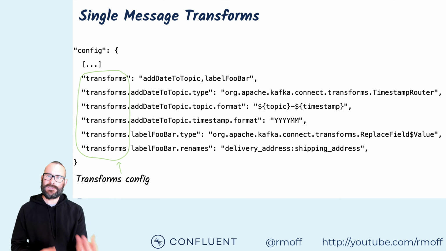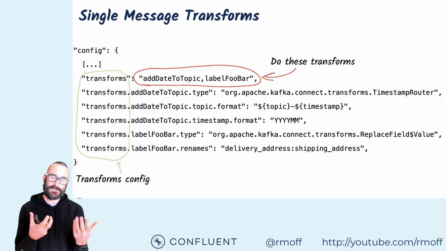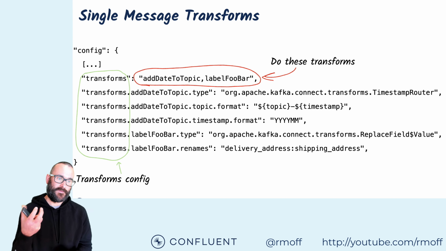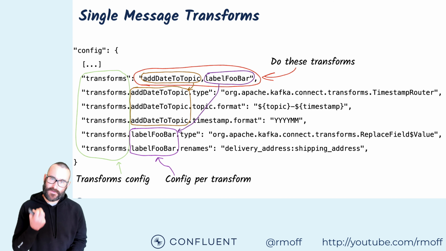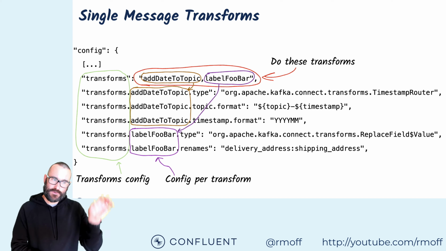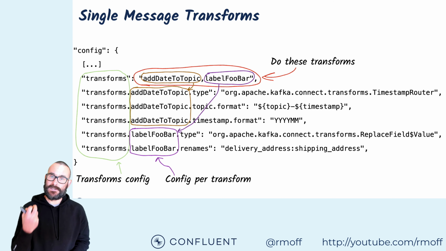We've got the transforms prefix. So that's the transformations. And then for each one, we give them a label. So we say it's going to have a label foobar. Now, foobar is a silly label to give because it tells us nothing about what it's going to do. But we've got two transformations with two different labels. Then for each transformation, we've got transforms dot label as the prefix, and then each one's got a type, and then other configuration elements.